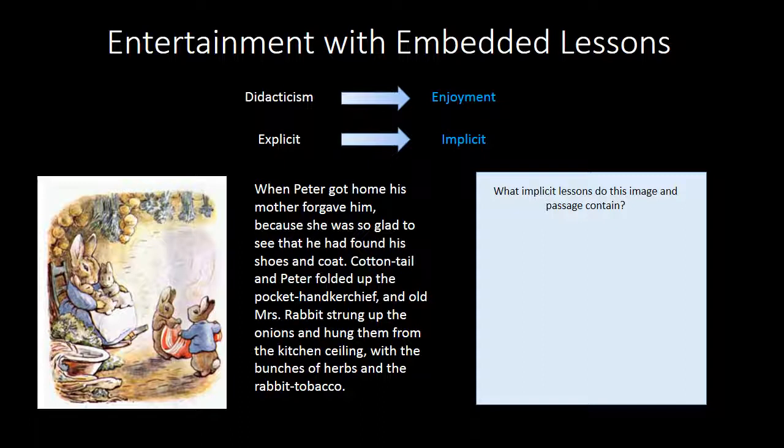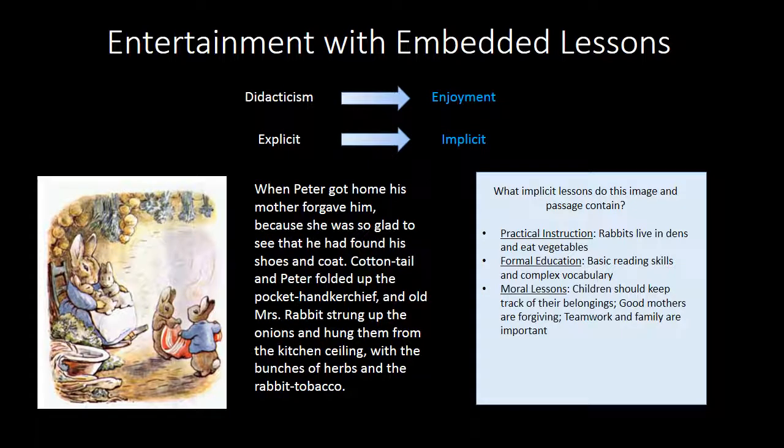So what kind of lessons can we uncover from this picture and this text? Well, the first I can see is some practical instruction. So we learn some things about the world. Rabbits live in dens, as we can see in this image, and they eat vegetables. We also, of course, have formal education. This text is teaching basic reading skills and some complex vocabulary. Readers are encouraged to transition from just looking at the pictures in a picture book to actually being able to read the text itself.